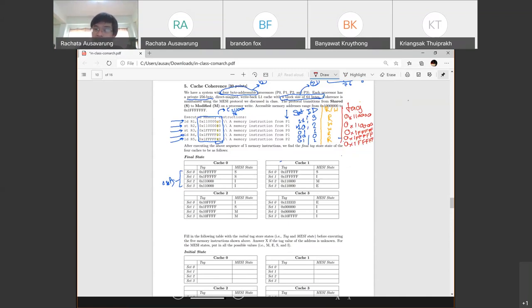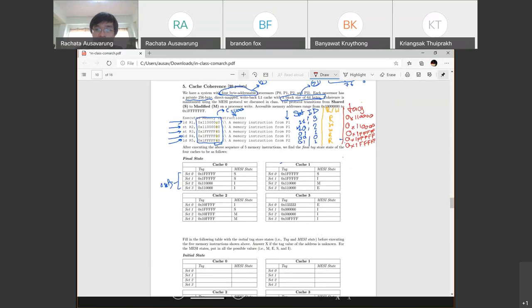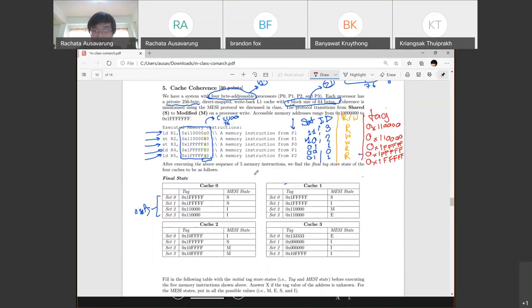All right, so I'm going to fill in the table for the first one. For the first one, you have the load to R1, right? The load is to address 0x110000C0. Let me zoom in a little bit. Is this a little bit easier to see? Okay, so what do we have here? We have a load to set three.